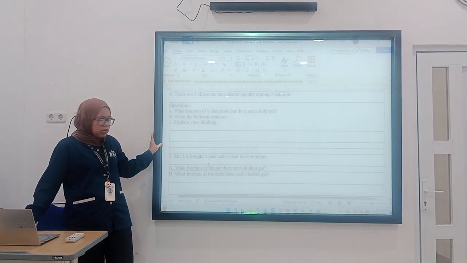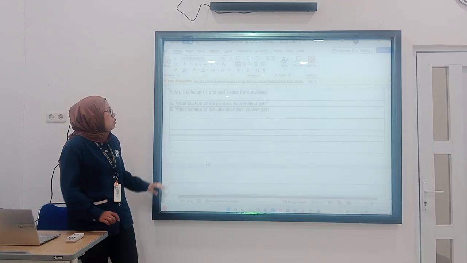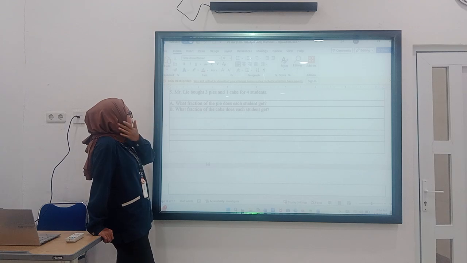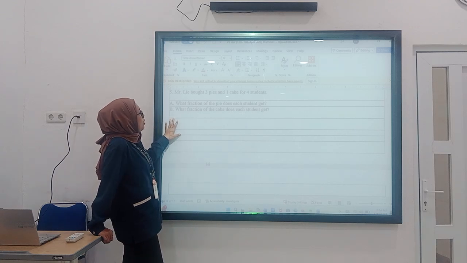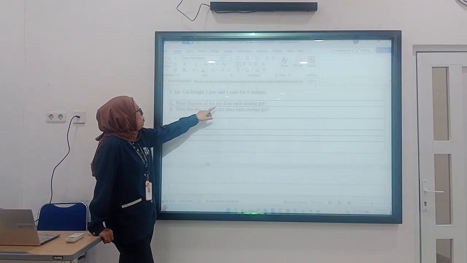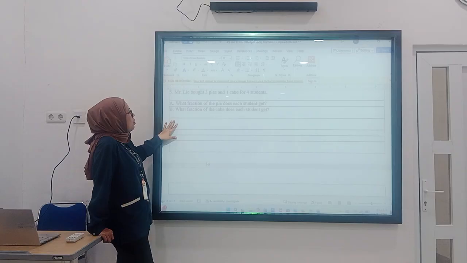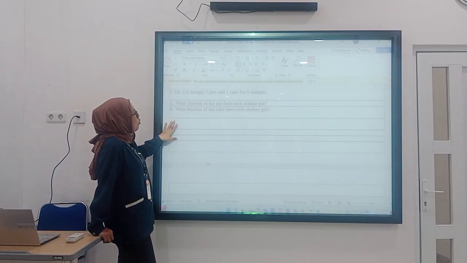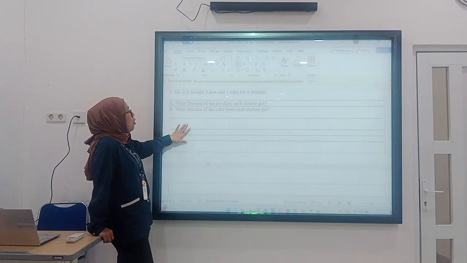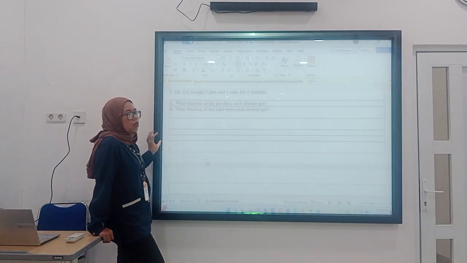Number 5, Mr. Lee booked 3 pies and 1 cake for 4 students. What fraction of the pie does each student get? This is 1 piece for each child, or 3 over 4. And then what fraction of the cake does each get? This is 1 over 4, like this.